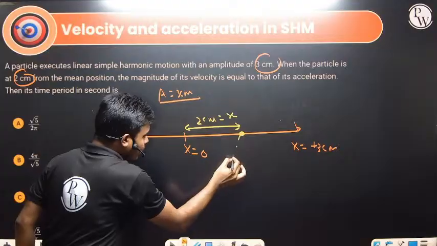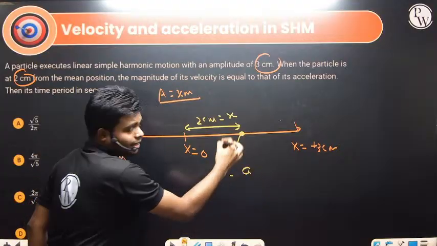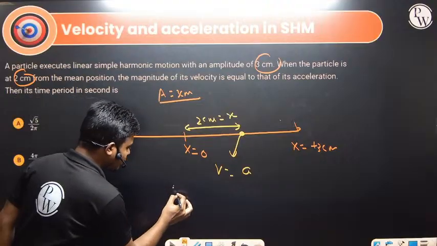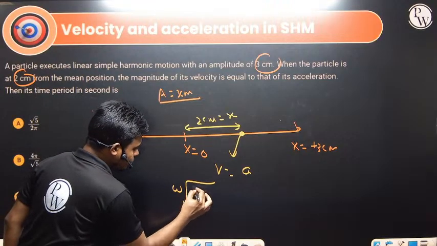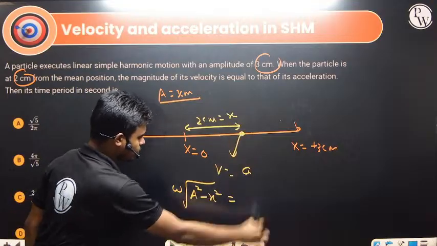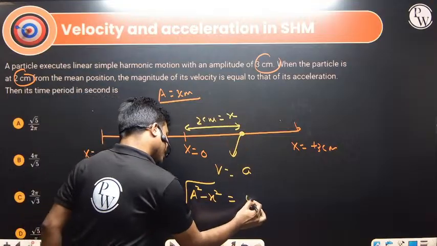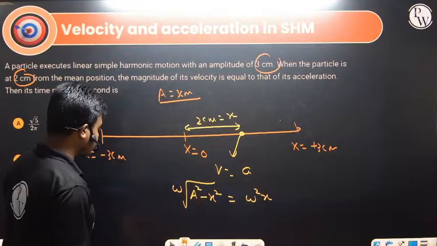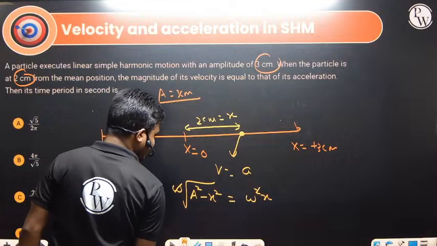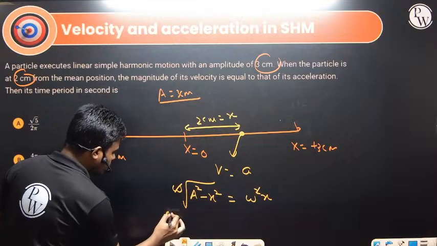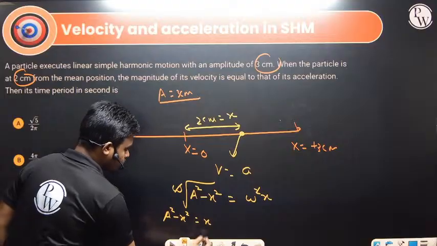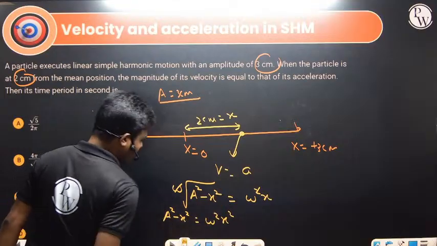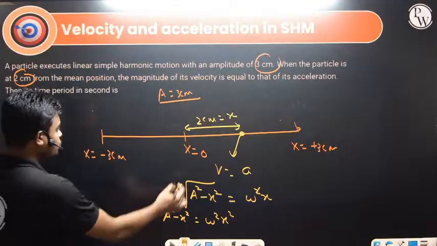At this particular point, the velocity and acceleration are equal, as given in the question. So what is the velocity expression in terms of x? v equals omega square root of a square minus x square. And what is the acceleration? Omega square into x, because we have to take the magnitude, no need to worry about the direction or the sign here. So one omega gets cancelled. Squaring both sides, I'll write a square minus x square equals omega square x square. We have to substitute values as well. Whose value do I have to substitute? 2 centimeter.